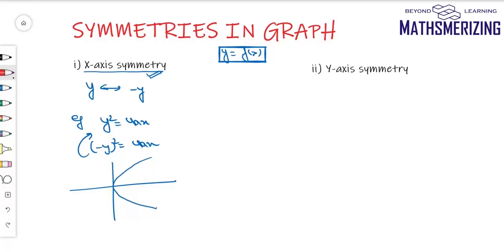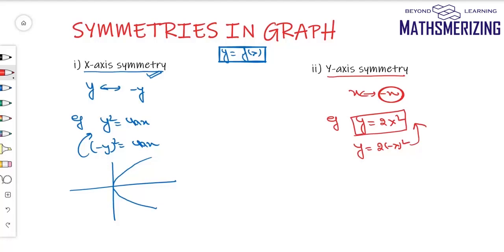Now for y-axis symmetry, replace x with minus x, and if the equation is unchanged, then the graph is symmetric about y-axis. Say for example, y equals 2x square. If I replace x with minus x, again it will be the same equation. So this graph is symmetric about y-axis. Now y equals 2x square is again a parabola opening upwards. So again, this function is symmetric about y-axis.